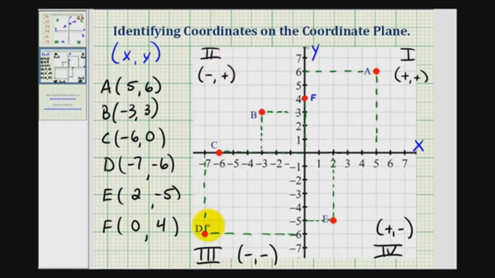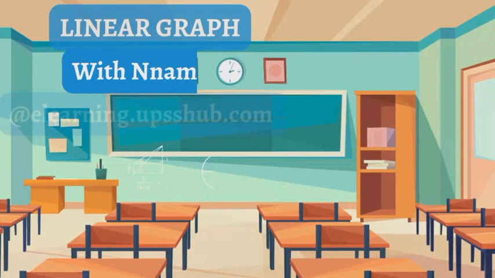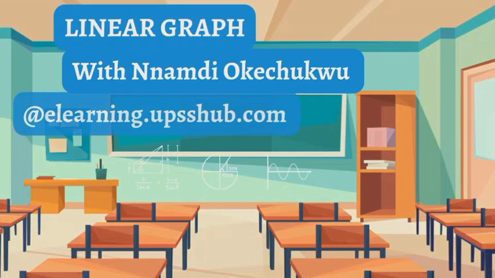Now there are points on the vertical line and points on the horizontal line. Those are the points on the axes. They are actually at a neutral position. They do not belong to any quadrants. And this is where we draw the curtain.